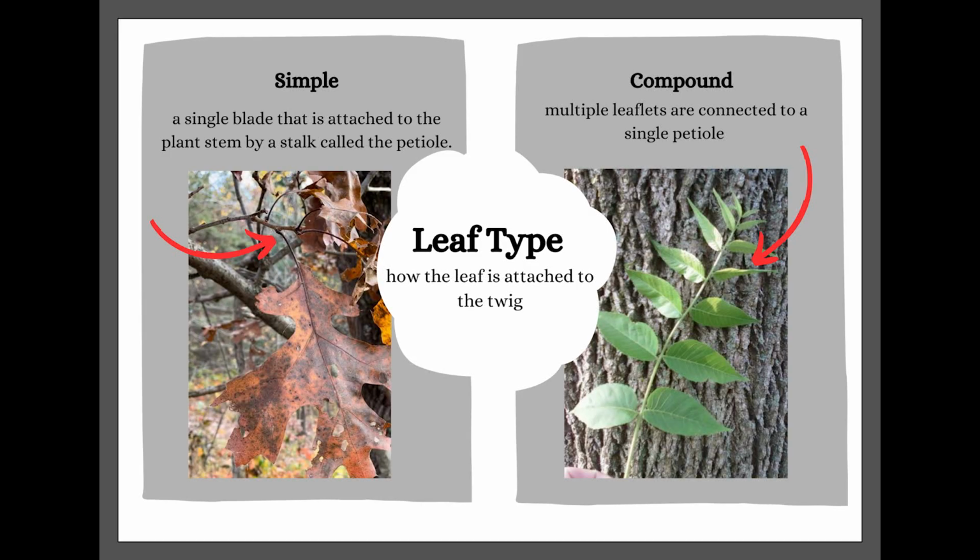Next, you will look for the leaf type and how that leaf is attached to the twig. Simple leaves have a single undivided blade, and each leaf is attached to the stem by a petiole. Then compound leaves are made up of multiple leaflets that are all attached to a single central stem. Each leaflet looks like a small leaf, but together they form one compound leaf. Remember, simple leaves have a single blade, while compound leaves are made up of multiple leaflets.